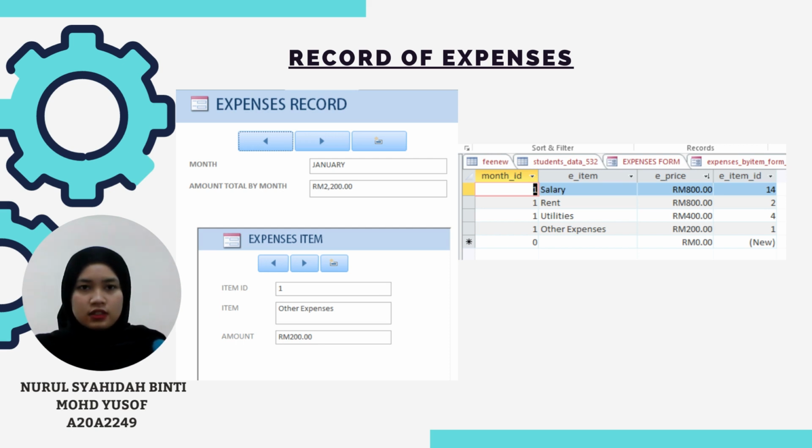For expenses in Aisha Excellent Tuition Center, among them are rent, utilities, salary and other expenses. Rent is 800 ringgit per month. Utilities is 400 ringgit, which includes 100 ringgit for the water bill and 300 ringgit for the electric bill. The salary is 800 ringgit in total for 5 teachers. Other expenses is 200 ringgit, but it is not on a monthly basis. Examples of other expenses are damage repair expenses and others.